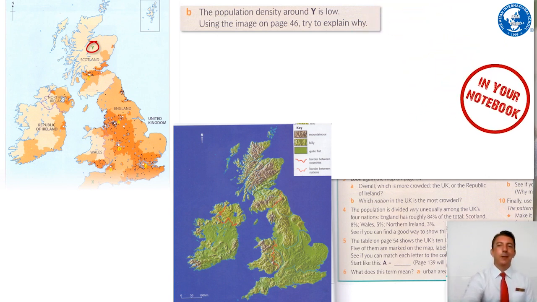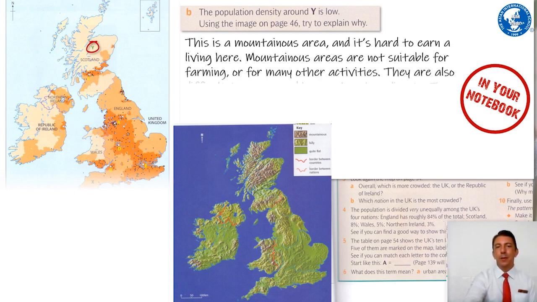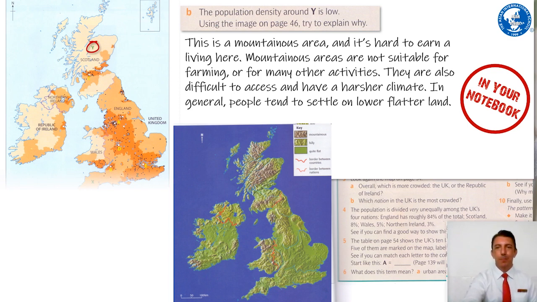So you're going to write this answer in your notebook, and it's all about the terrain. The second image shows us where the mountains are, and if we look at Y, we see it is a mountainous area, and it's hard to earn a living here. Mountainous areas are not suitable for farming or many other activities. They are also difficult to access, and they have a harsher climate. In general, people tend to settle on lower, flatter land.